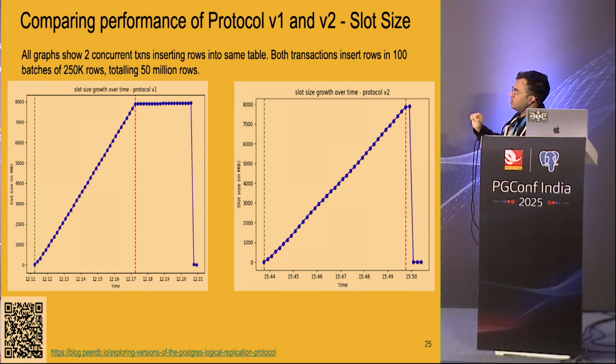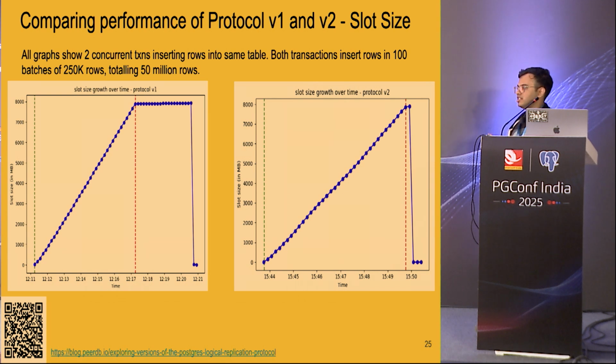What it helps with is the time for it to drop. You can see that in version 1, the red line is where the transaction commits and the green line is when the transaction starts. Sorry for not mentioning that. But the point here is, for version 2, you can see that immediately after the commit, the red line, the slot size can drop, because between the green and red lines, the slot was being read by the streaming transaction mode. In version 1, you can't do that.